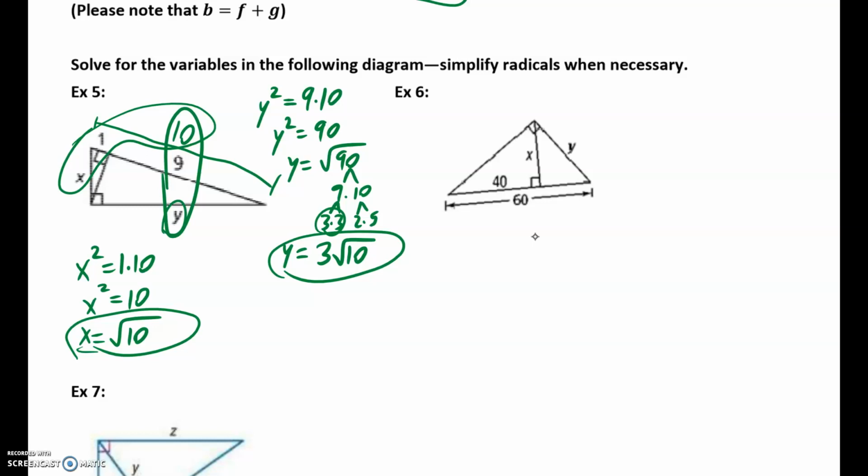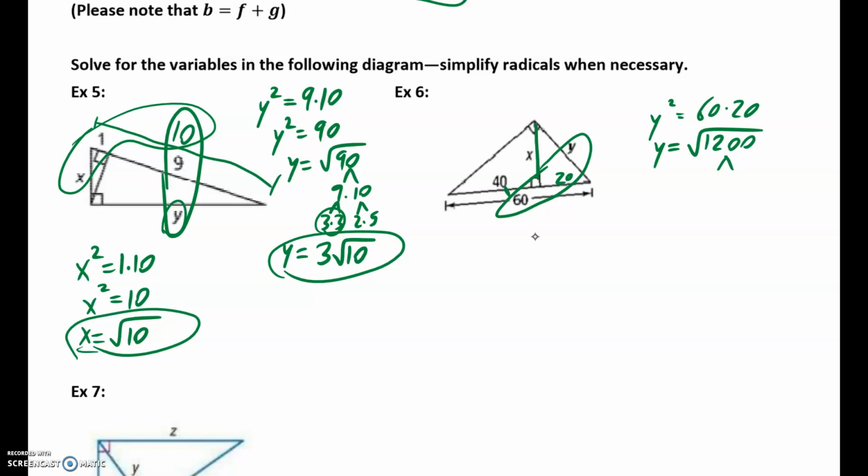All right? So if you take a look at the next one, number 6 here, you will notice x is in the middle this time. It's our h. You will notice they give us the whole side. We are oriented correctly here, but this part is 40. I do need to subtract. 60 minus 40 is 20. And then we can do hot dog. So y squared equals 60 times 20, right? Which is 1,200. So y is going to equal the square root of 1,200.